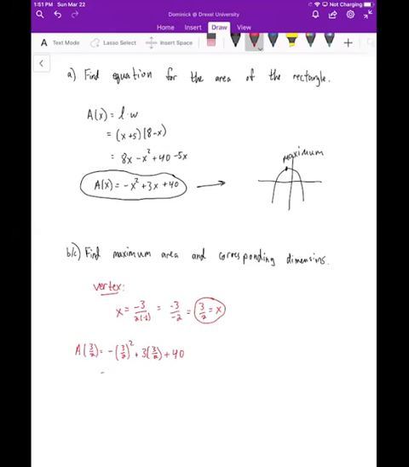And now we have to do some simplifying. So we get 9 over 4 plus 9 over 2 plus 40. And now we need a common denominator. So we have 9 plus 18 plus 160 over 4. So let's see, I guess we get 187 over 4. And whatever that comes out to be, that will be your max area.